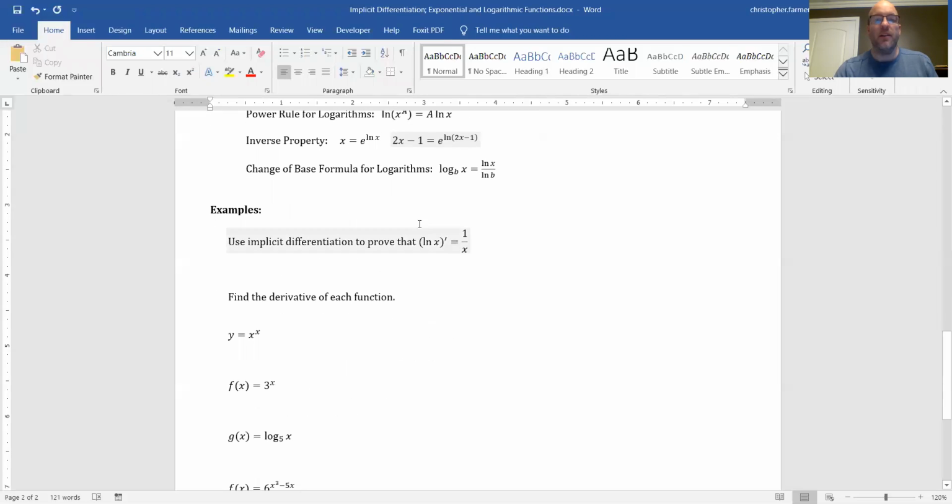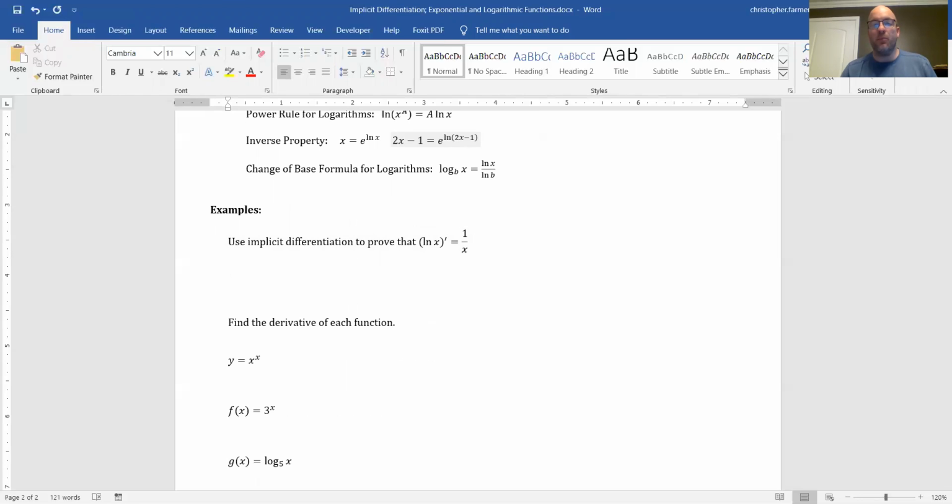Right, so let's take a look at putting this all together. And so if we're using implicit differentiation to prove that the derivative of the natural log of x is 1 over x, which is something that I was going to bring up, but then we did not meet after spring break. So this is, I guess, the first time we've seen the derivative of natural log.